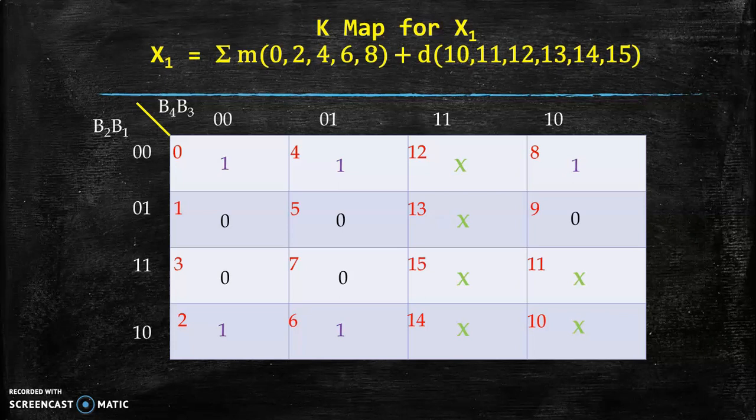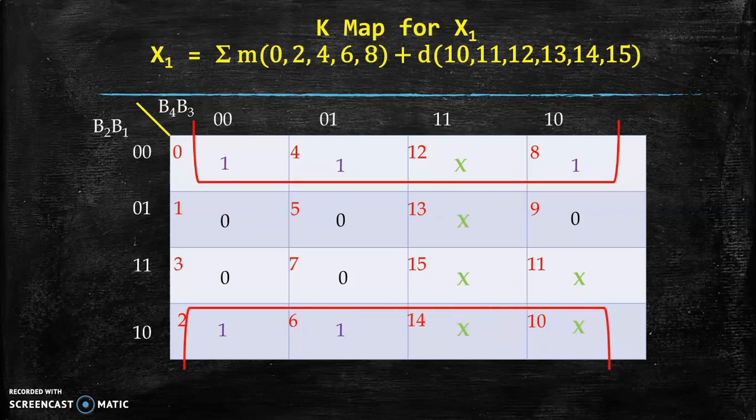Now the next step is to prepare groups. We can use a don't care condition as a 1 if we require, but it is not necessary to use all don't care conditions while preparing the groups. We can use as many as we require. Now if we check, we can see that an octet is possible. So we have a wrap around condition and one octet is possible.